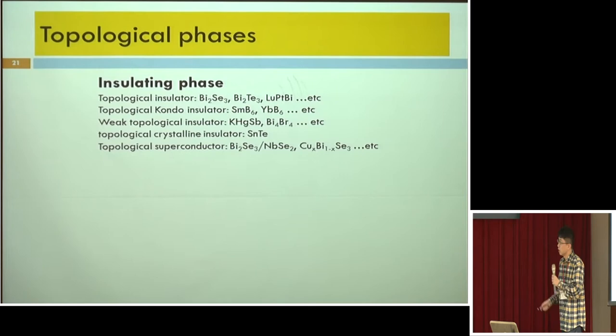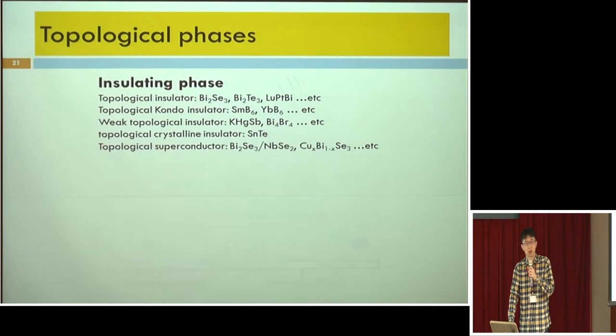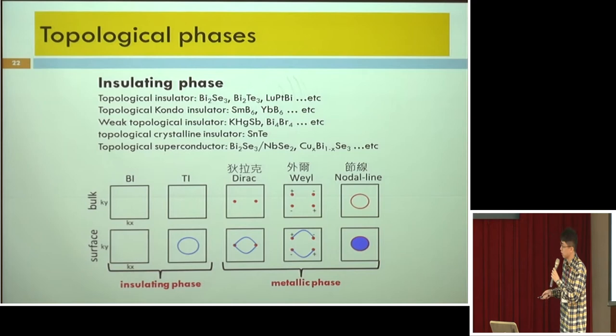Topological material is a very large research field, not only topological insulator, bismuth selenide, there are other topological class. For example, topological Kondo insulator, weak topological insulator, and topological crystalline insulator. Recently, a part of research have shifted from the insulating phase to the metallic phase. So in next section, we'll focus on three typical topological semi-metals: Dirac, Weyl, and nodal line.